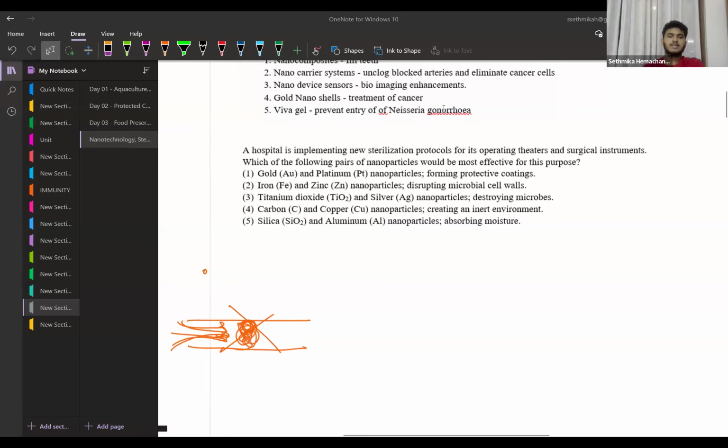Yes, right. The hospital is implementing new sterilization protocols for its operation theaters and surgical instruments. Which of the following pairs of nanoparticles would be most effective for this purpose? Then it's of course the titanium dioxide and silver nanoparticles, right? That's easy.